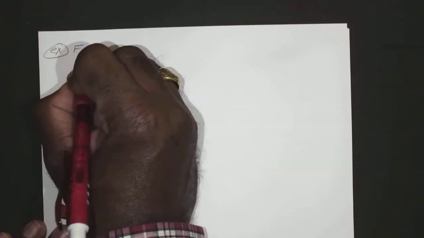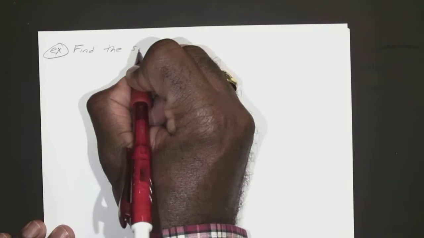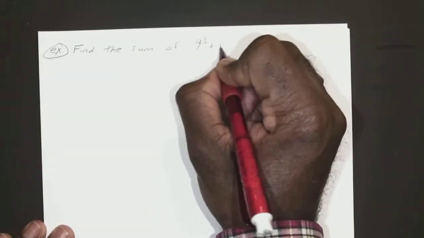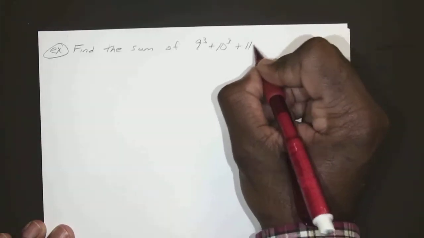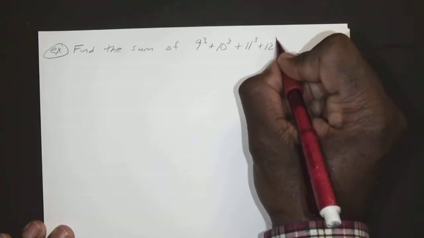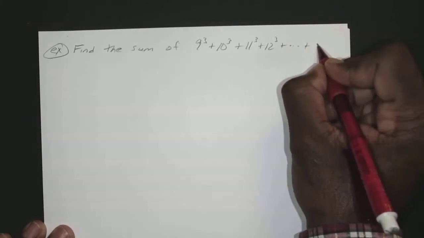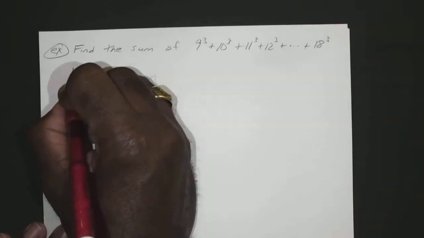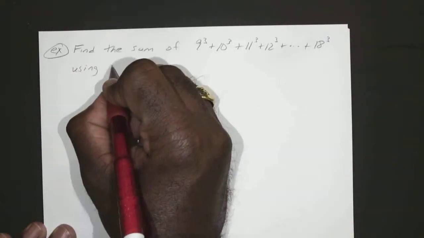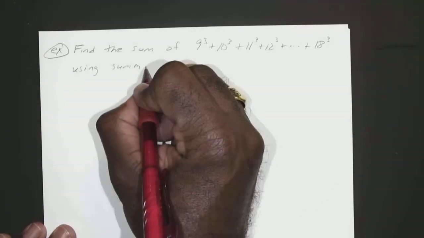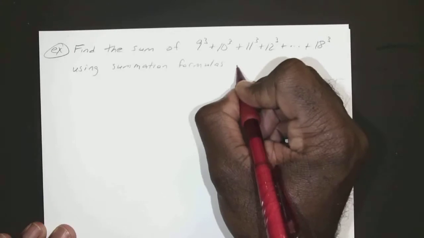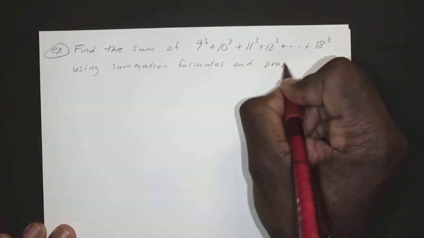Okay, so let's say for our next example, we want to find the sum of 9 to the third power plus 10 to the third power plus 11 to the third power plus 12 to the third power all the way to 18 to the third power using summation formulas and properties.